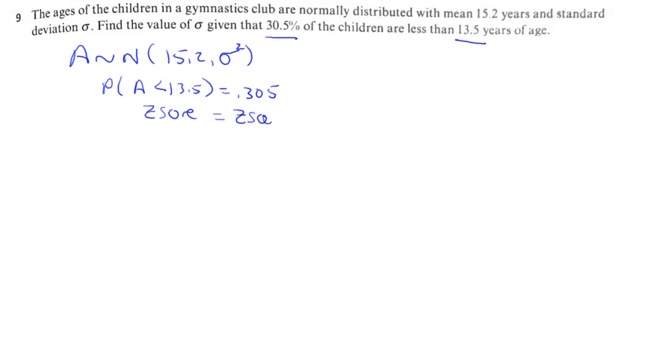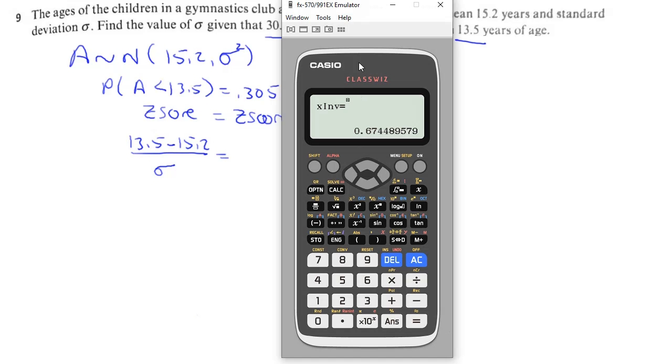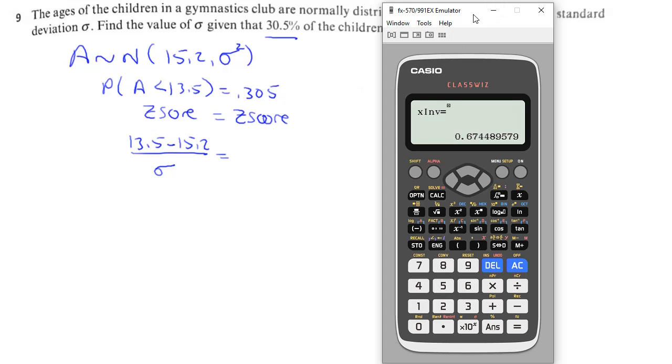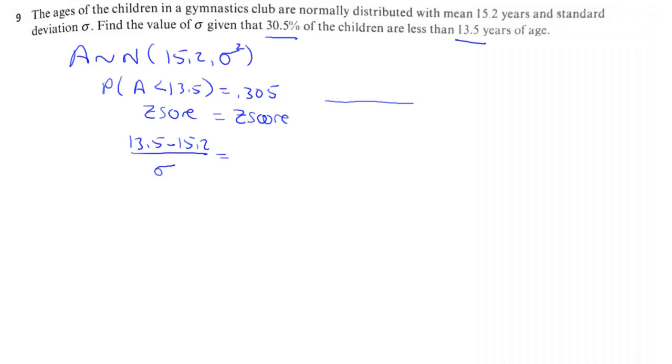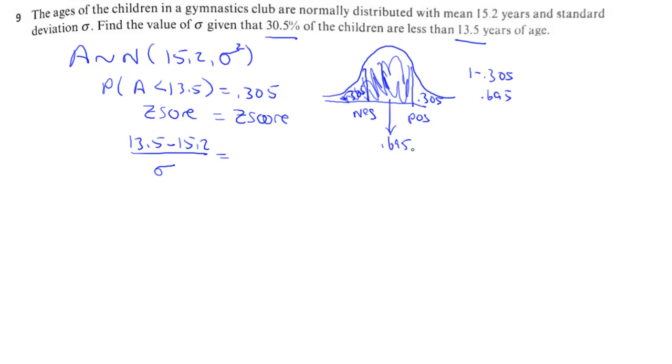Now, in a situation like this where they give us a probability, we're going to change each one of them to a z-score. So 13.5 minus 15.2 all over the standard deviation. Z-score here, I've got this 0.305. Now keep in mind, that's over here on the left side. It's going to be a negative z-score for sure. It'd be a good idea to go over here and figure out this is 0.305. And then everything to the left of it, well, that's going to be 1 minus 0.305 or 0.695. So all this area over here is 0.695.